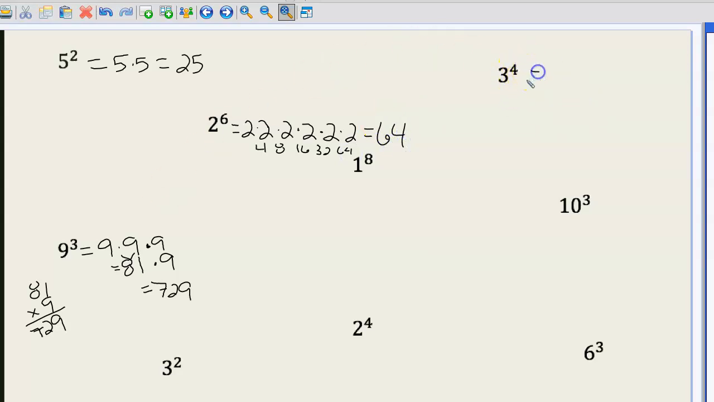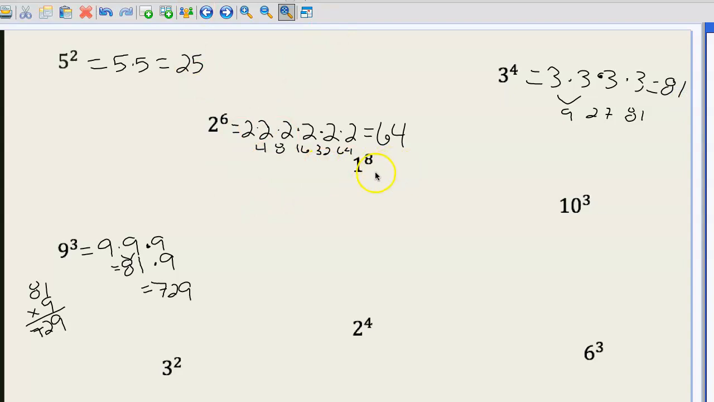Okay, so let's look at this one. You could also say this is 3 raised to the 4th power. That's another way we could say this. So this would be 3 times 3 times 3 times 3. Okay, so 3 times 3, that's 9. 9 times 3, that is 27. And 27 times 3 is 81. So we figured out that is 81.